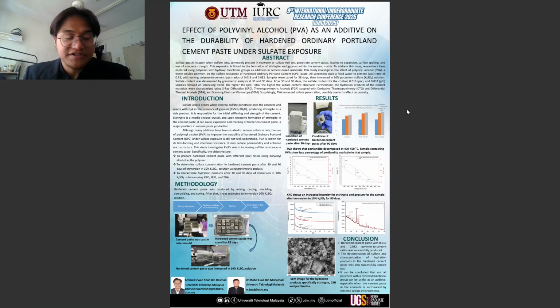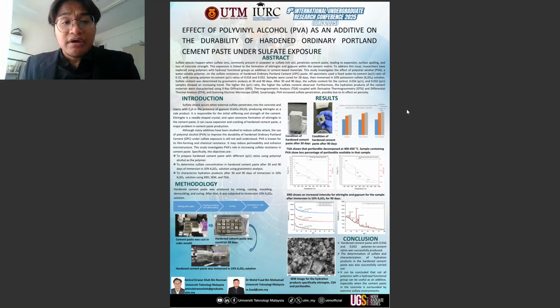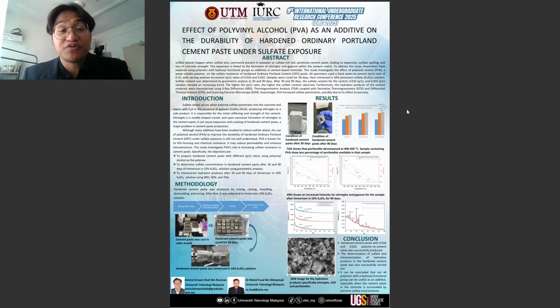So there are three objectives. The first one is to prepare the hardened cement paste with different polymer to cement ratio. The second one is to determine the sulfate concentration after 30 and 90 days of immersion in 10% sulfate ion by using gravimetric analysis. Why do we immerse in 10% sulfate solution? We want to mimic the condition of the environment. The third one is to characterize the hydration product after 30 days and 90 days of immersion in potassium sulfate by using XRD, SEM, and TGA.